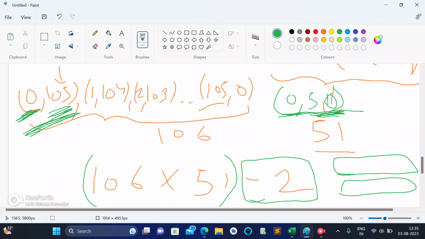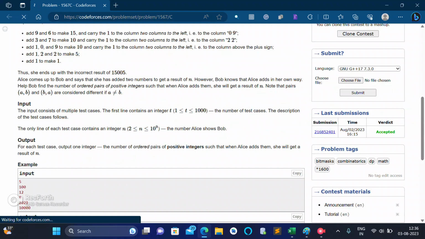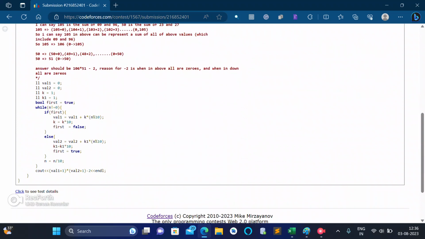And why again minus 1, as I had done minus 2? The reason for again minus 1 is the reverse of it. If one number is 0 and the other number is positive, the reverse of it would be that one is positive and the other is 0. So considering both the cases, I have done minus 2. So this would be my answer, and this is the approach to this question. Let's deep dive into the code section.